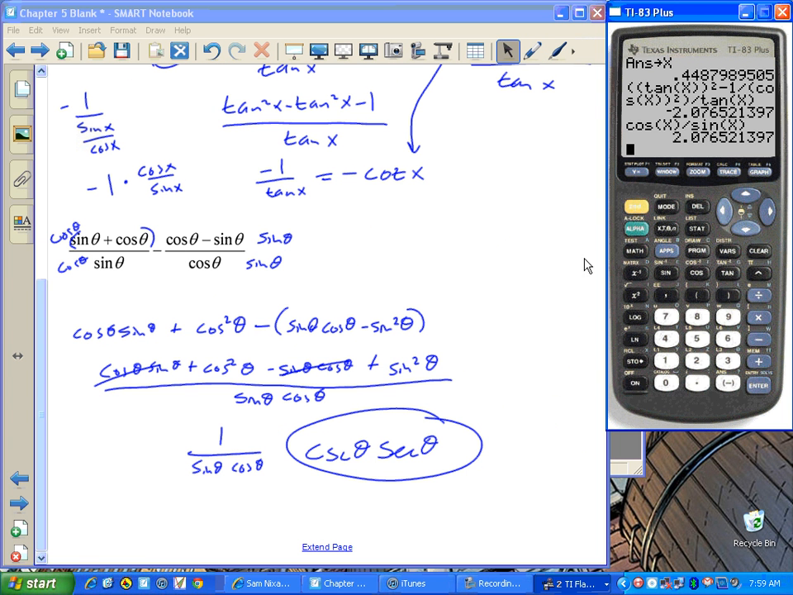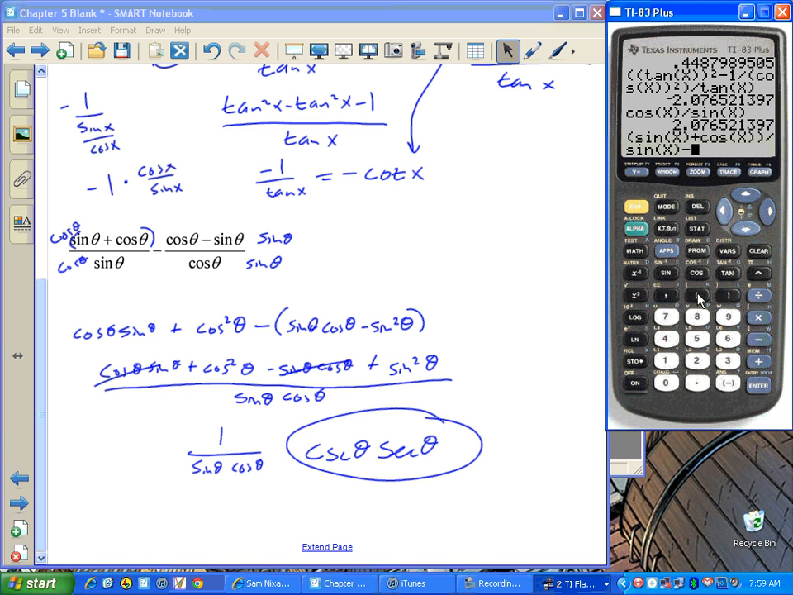We use the same pi over 7 value. First, I'm going to have sine x plus cosine x, close my numerator, divided by sine x, subtract numerator, cosine x, minus, oops, close my parenthesis, minus sine x, close that, close the numerator, divide by cosine x. I get that number.